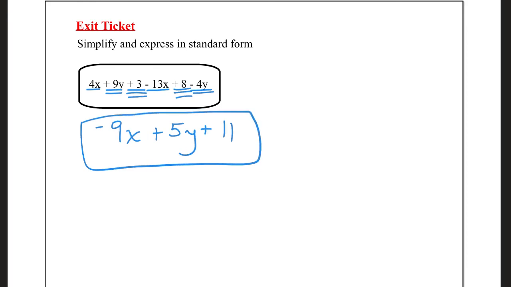And my final answer is what's known as a trinomial. It has 3 terms in it. And we'll talk more about all of this vocab in our next lesson. But hopefully this helped with some of the basics about combining like terms.